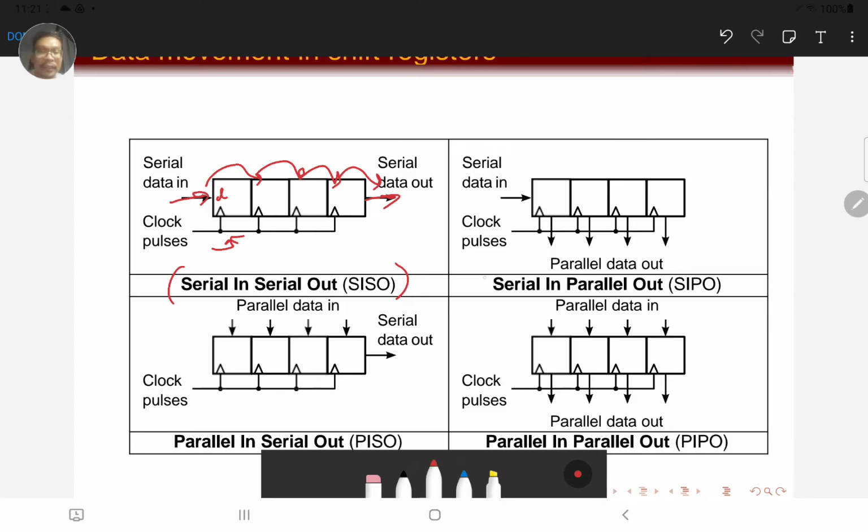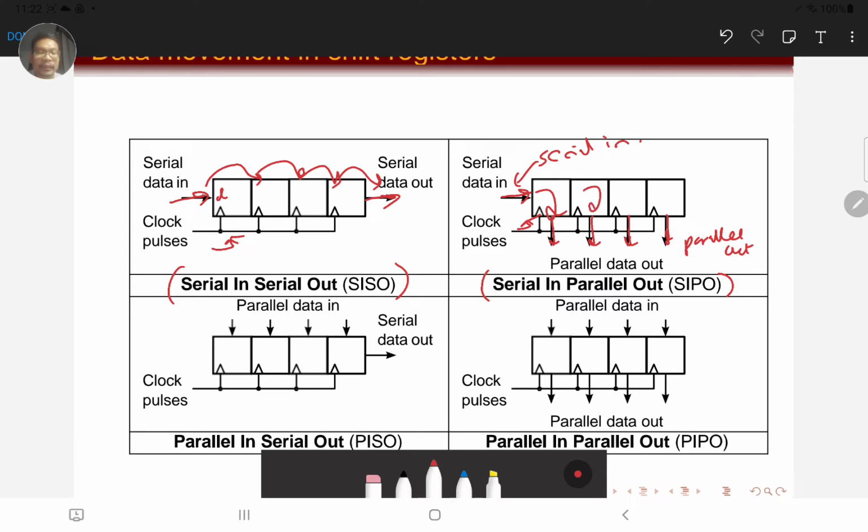The next one is the serial in parallel out. Serial in parallel out will put in the data, and the output of the data will come out in parallel. You can see here is the parallel out, and here is the serial in. So what it means is that when we give a clock pulse, a 0 to 1 transition on the clock signal, the data will be transferred down here.